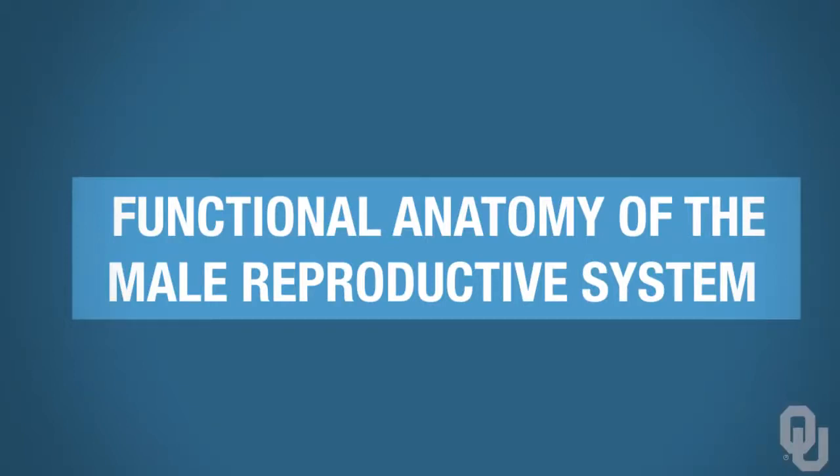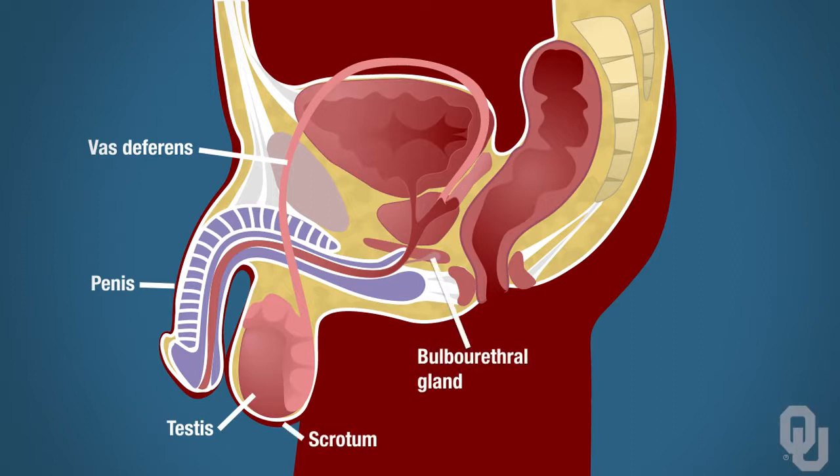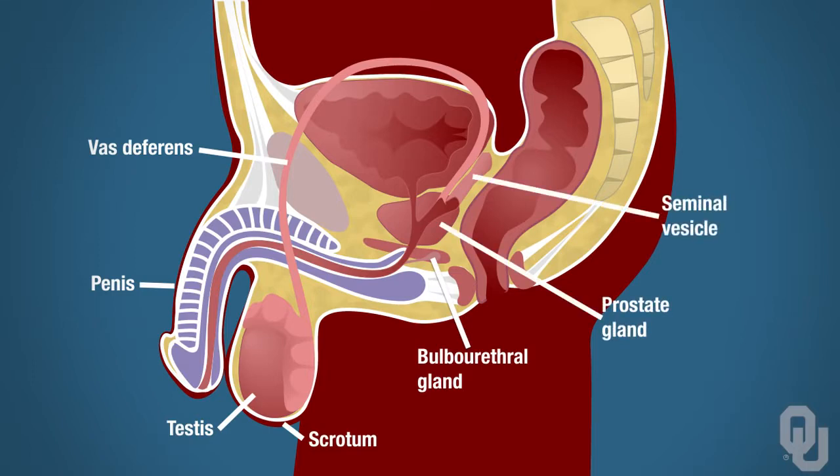Reproductive system. Let's begin by simply identifying structures that are important in the male reproductive system. These include the vas deferens, also called the ductus deferens, the penis, the testes (note that only one testicle is shown in this diagram), the scrotum, the bulbourethral gland, the prostate gland, and finally, the seminal vesicle.